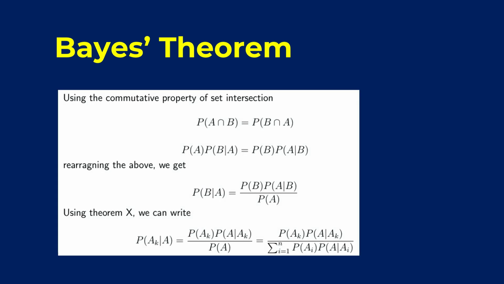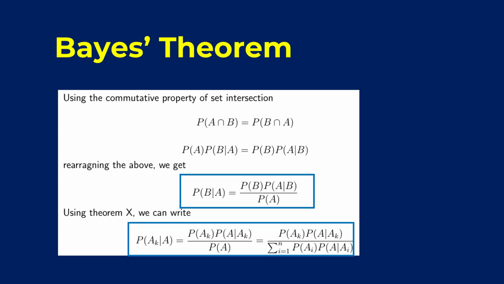We can use the commutative property of set intersection and derive the expression which is known as the Bayes rule or Bayes' theorem. We can use theorem 10 to write this expression, which allows us to find the probabilities of various events A sub 1 up to A sub n that can cause A to occur.